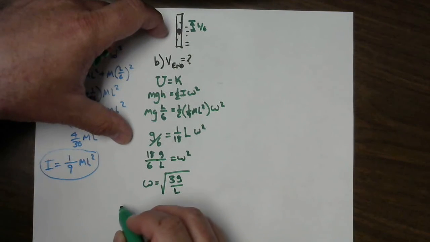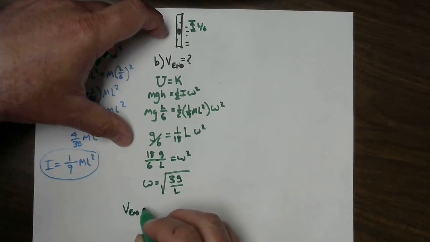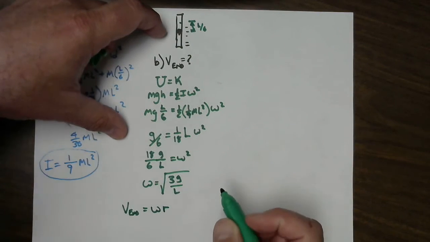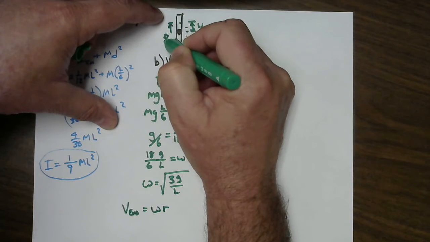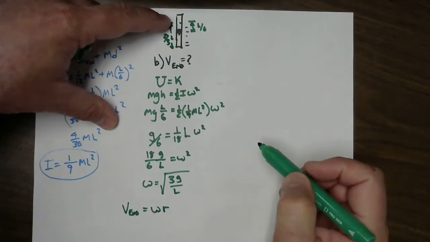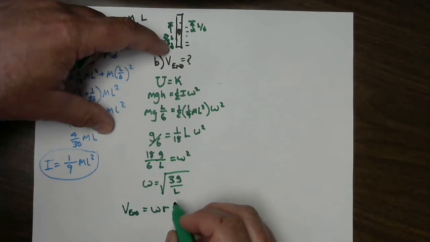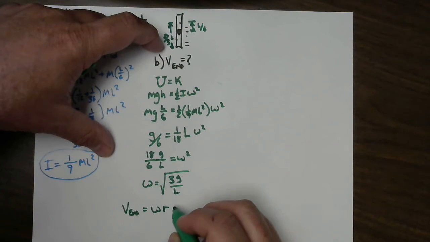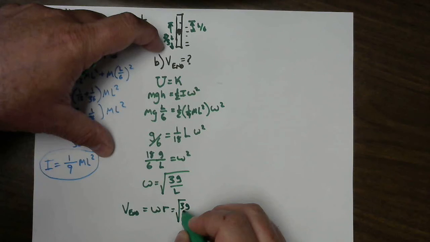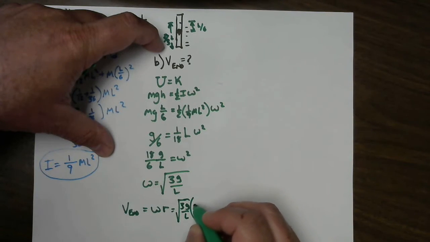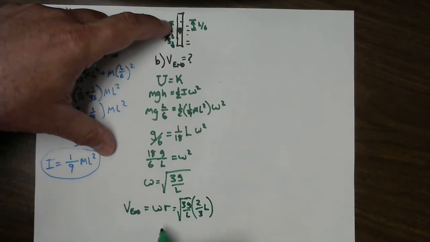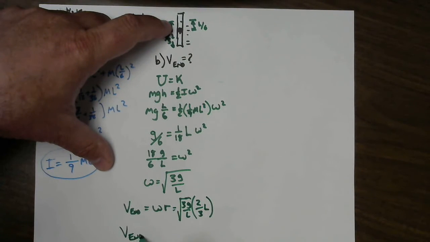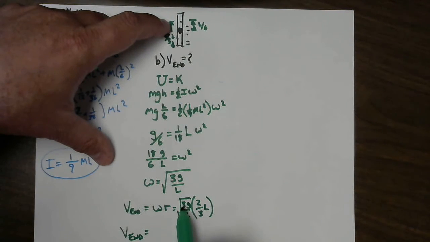But we're not quite done yet. We need the velocity of the end. And the velocity of the end is omega times r. How far from the pivot point is the end? Well, that is 2/3 L. The pivot point is up here. The end of the rod is down here. So we're going to have to multiply the square root of 3g over L times 2/3 L. Okay, just to make this pretty, I'm going to bring in all this stuff. The 2 comes in as a 4. 4 times 3 is 12.